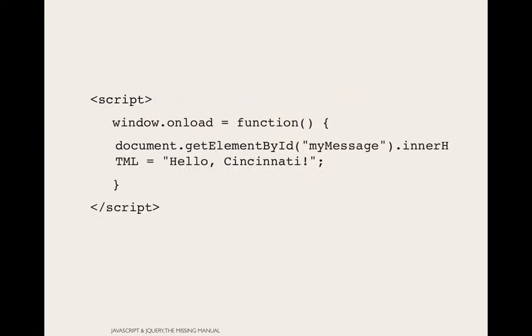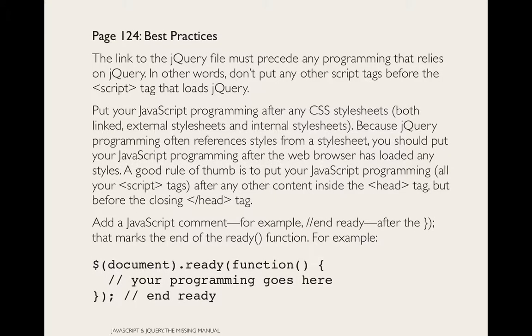Instead of window.onload, we're going to use the document.ready. Now, the link to the jQuery file has got to be before everything else. You can't use jQuery properties and methods before jQuery loads. That makes a lot of sense. So you put your JavaScript programming after any CSS style sheets. That makes sense because if you want to manipulate styles, the JavaScript has to come after the style sheets. And because jQuery programming often references those styles, make sure it's after everything is loaded.